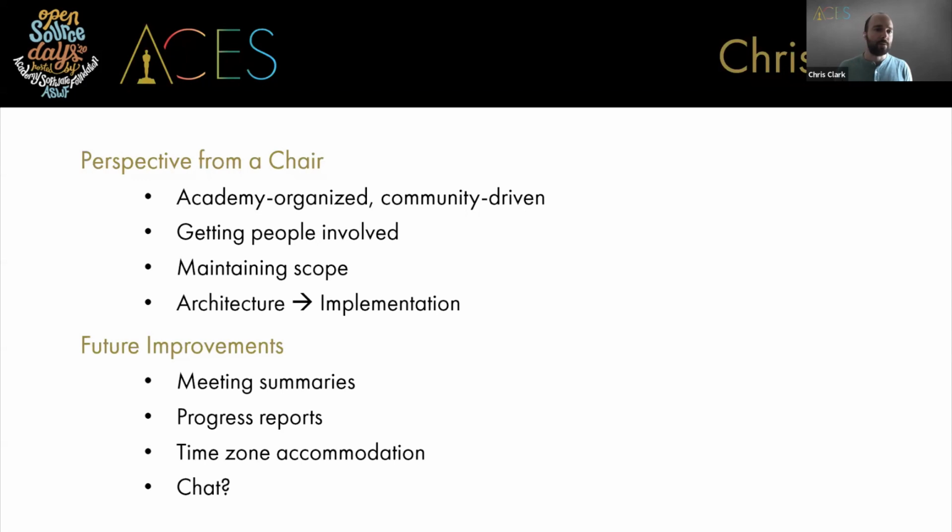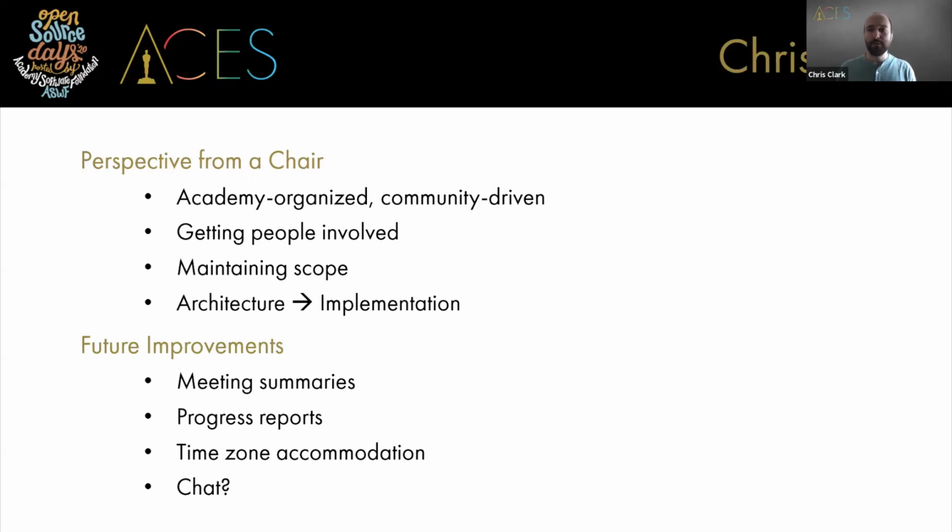So the Academy will handle things like setting up the go-to meetings for all the calls and recordings. They have ACES Central areas within there that are dedicated to each group's work, as well as a Dropbox Paper workspace where you can post files and documents and things like that. But I would say these middle two things, getting people involved and maintaining scope, those two are the main core responsibilities of a group chair.